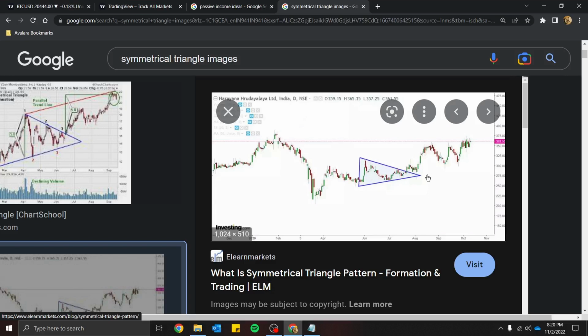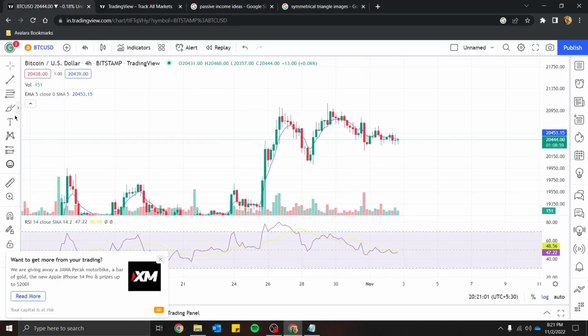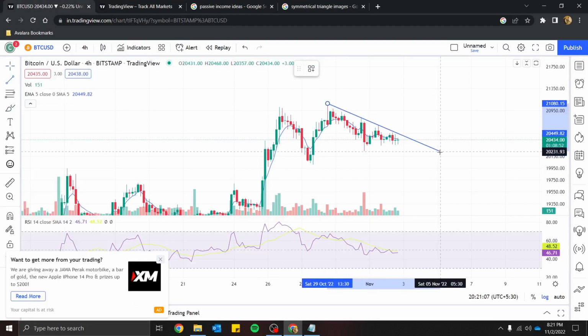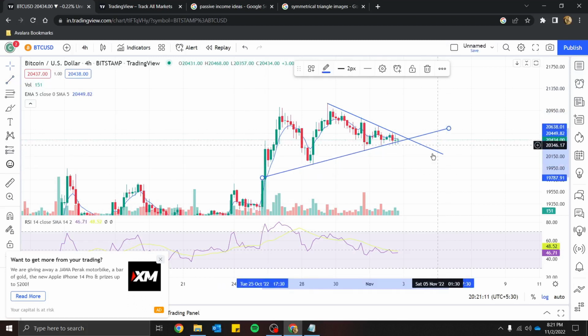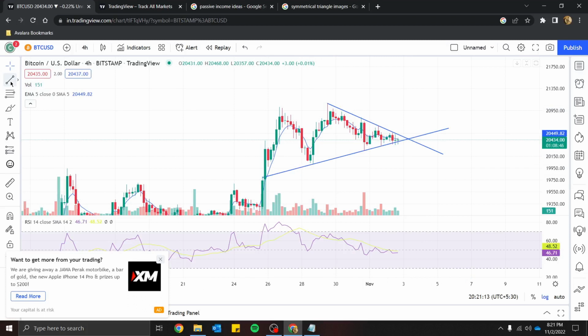So this triangle here, let me draw here very quickly. Okay, so this one and also this one. Okay, perfect. And also let me draw this one quickly. So this is the symmetrical triangle pattern. Okay, so this wedge is approximately equal in angle with this wedge.